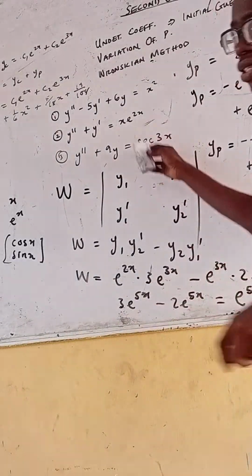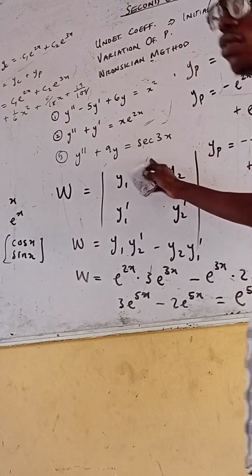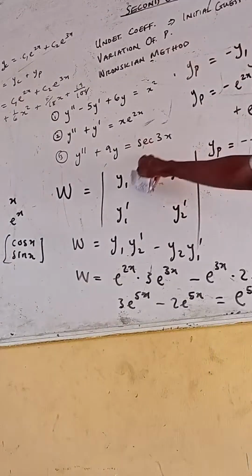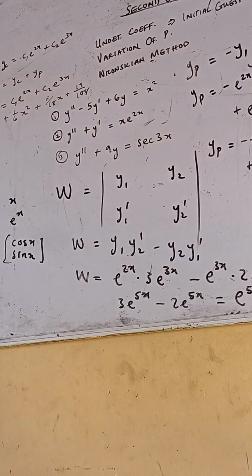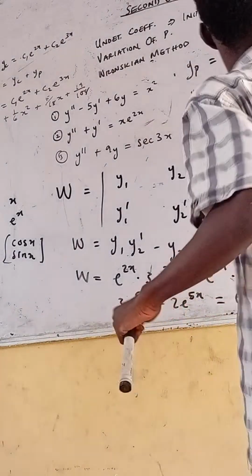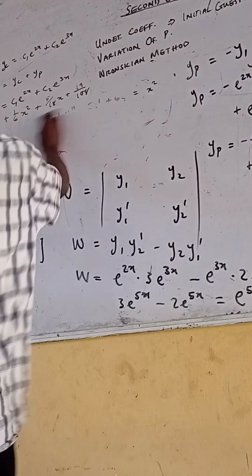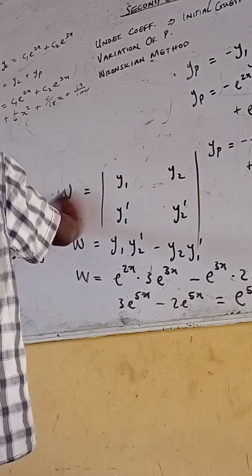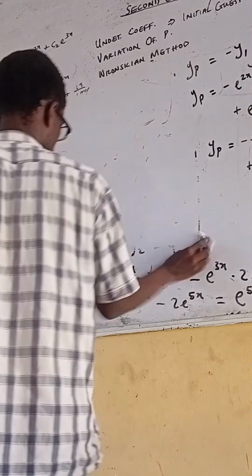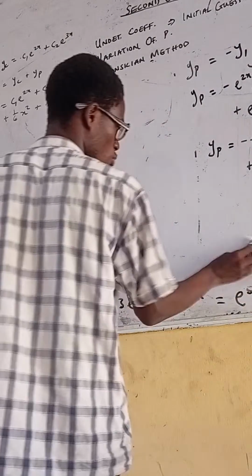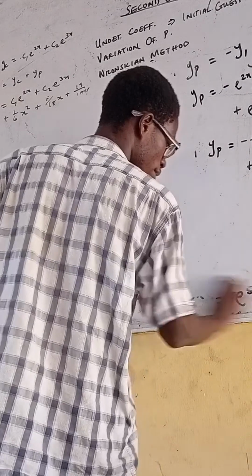So what we use for this one is the Wronskian. The Wronskian method is the best to use for this. Let me just clean this one up, or I can write it out and you go and do it. So this one we are going to enter operator D.